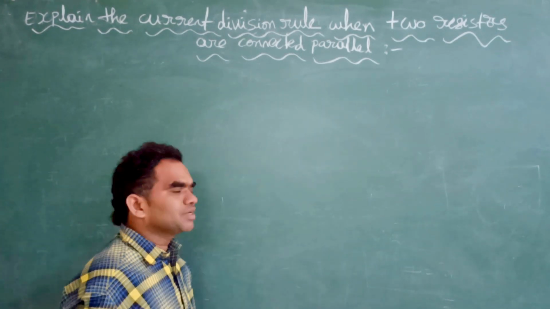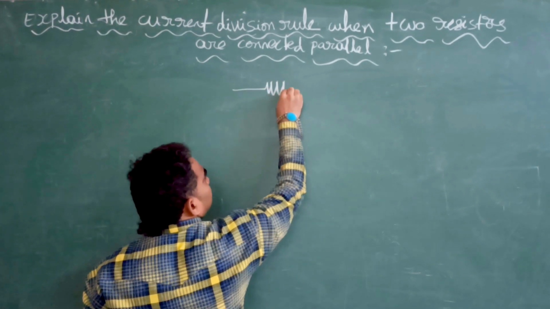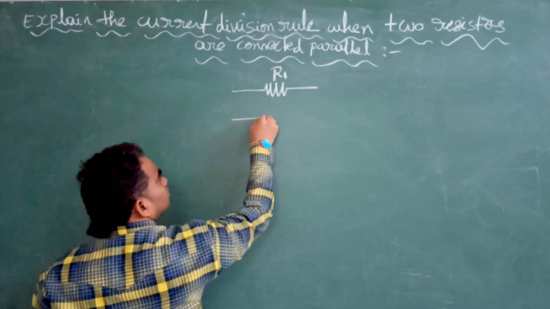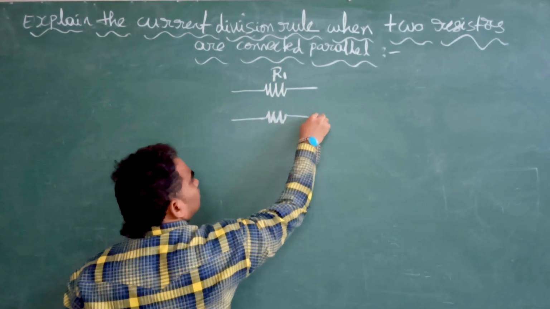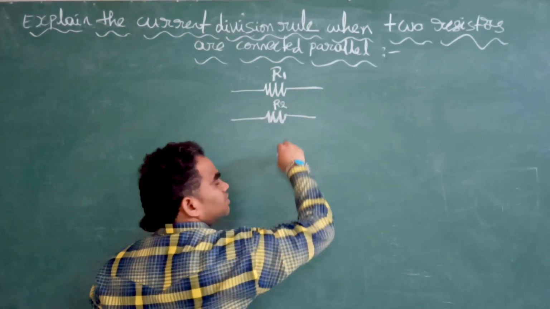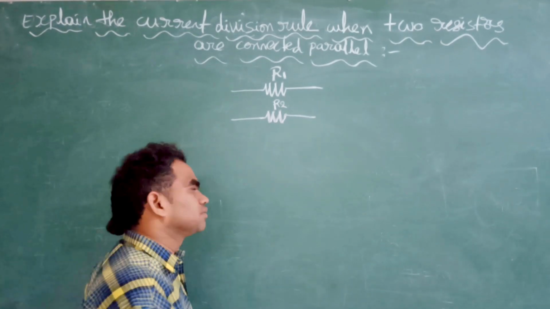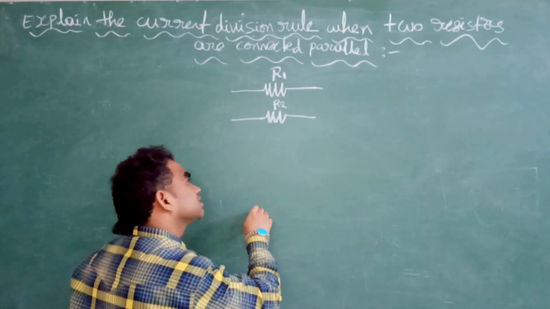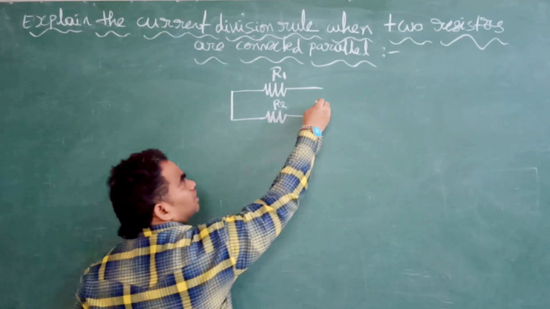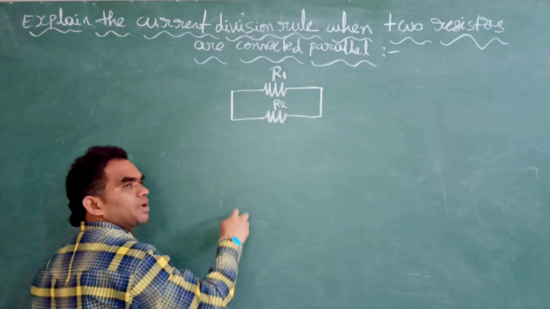First of all, we draw the parallel circuit. This is the resistor R1. This is the resistor R2. The current division rule is applicable only for a parallel circuit. Parallel circuit means all starting terminals are connected on one side, and all ending terminals are connected on another side. This is the parallel circuit.